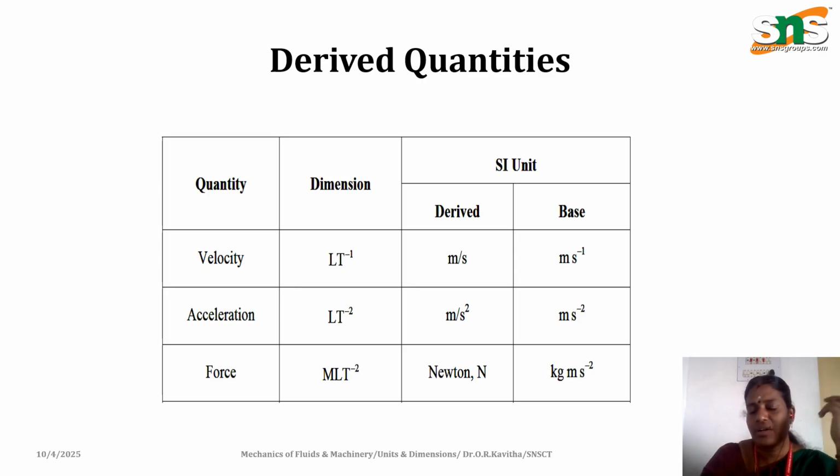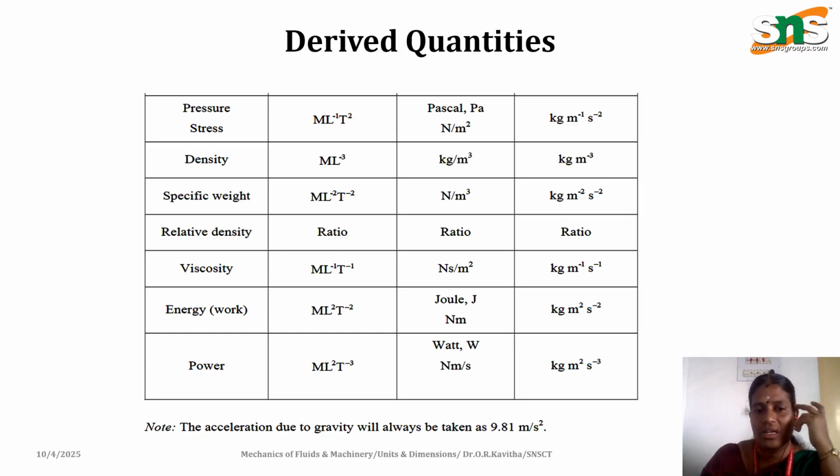We will see some SI units of fundamental quantities. Here, for dimensions, we use velocity as L t power minus 1, acceleration as L t power minus 2, and force as M L t power minus 2. The SI unit of velocity is meter per second, acceleration is meter per second square, and force is described by its own unit. These are a few of the derived units which we are going to use in the fluid mechanics course. These are all important properties. In the next session I will explain what the different properties are and what the units are.